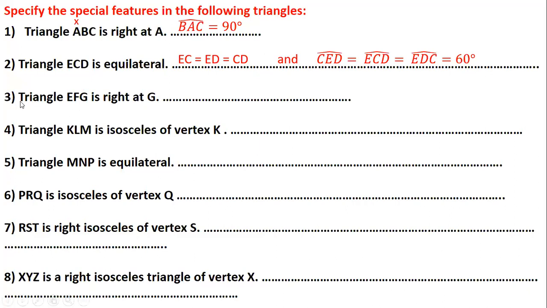Yes, miss. In number 3, we have a triangle. Triangle EFG is right at G. What does a right triangle have? Right angle. A right angle at which vertex? G. So above G, we put an X. This is the vertex in which we have a right angle. Can you please name the angle of vertex G, Sari?